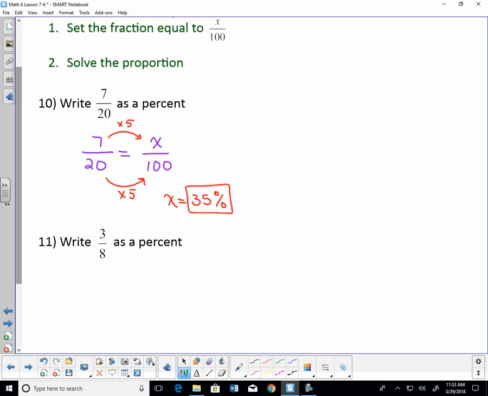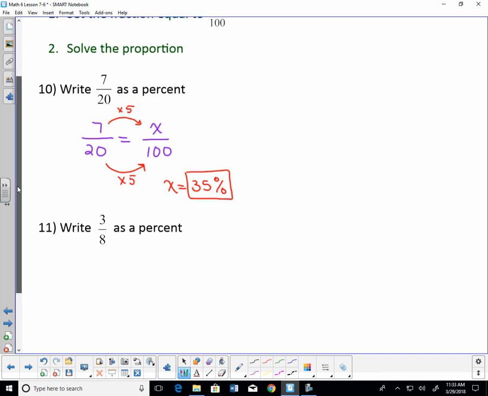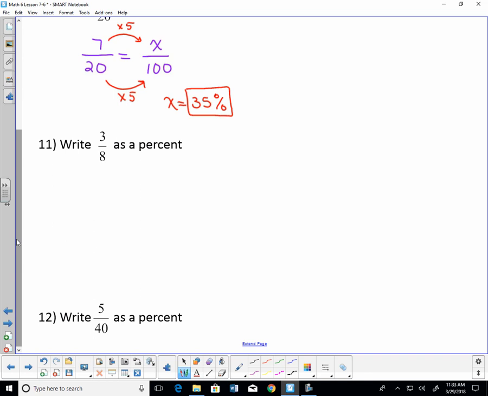Okay, 7/20 is 35%. 3/8, I can set that up equal to x over 100, but I can't write it really quickly. The last problem, it was easy for me to see that 20 times 5 is 100. I don't know what I can multiply 8 by to get 100. So I'm going to solve this proportion by using cross products. Okay, remember I told you proportions were going to come in so handy.